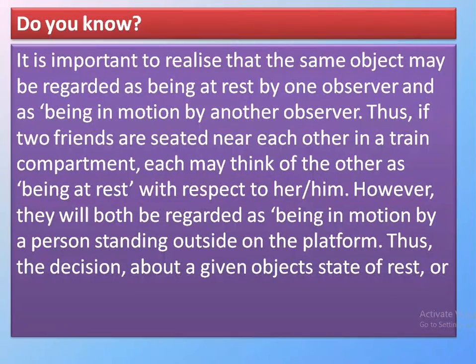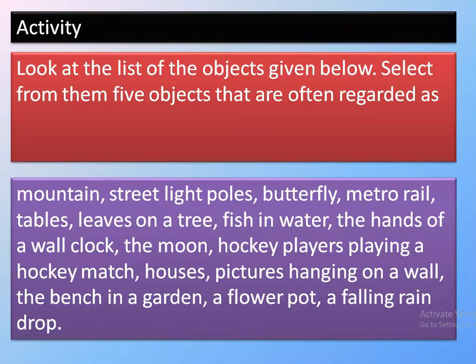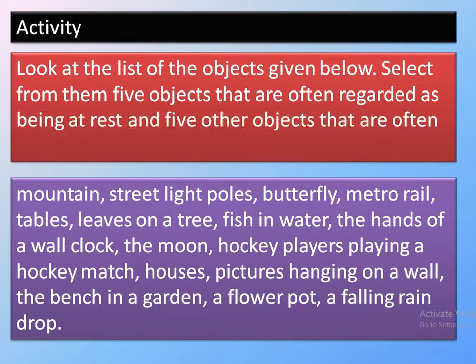Thus the decision about a given object's state of rest or motion depends very much on the observer and the surrounding chosen. Look at the list of the objects given below. Select from them 5 objects that are often regarded as being at rest and 5 other objects that are often regarded as being in motion.